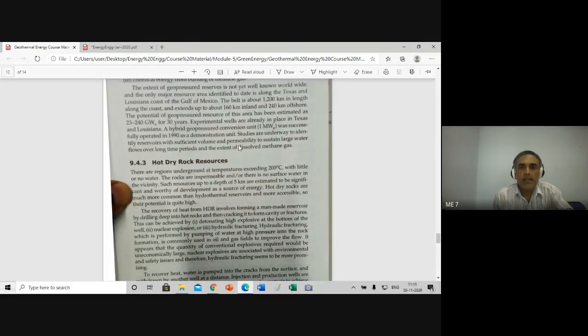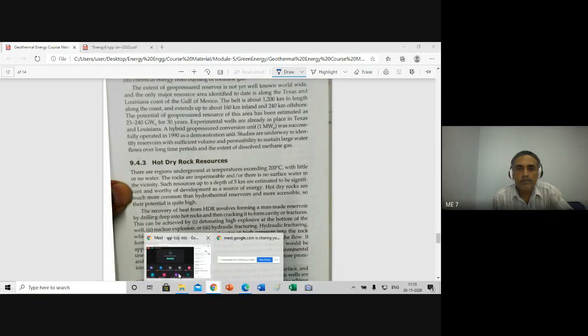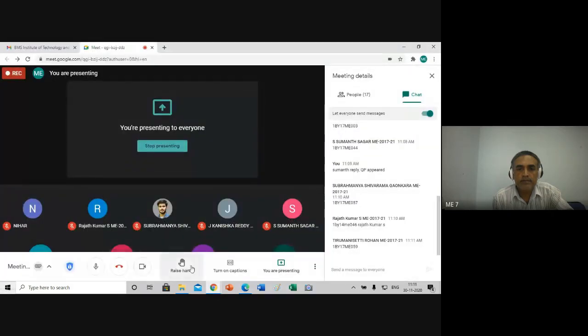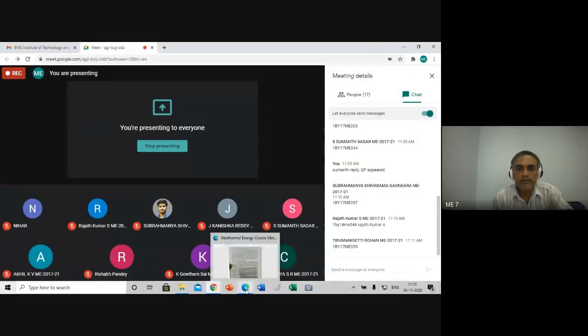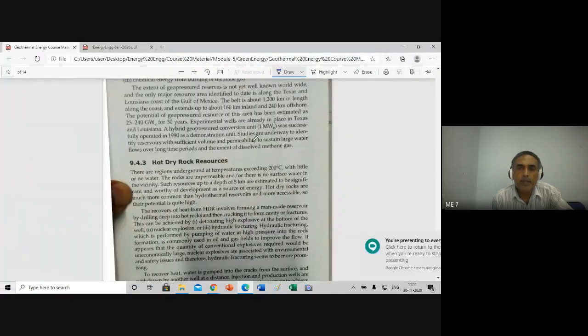This is hot dry rock. Now let us move on to the second static equilibrium condition, which is the sum of the moments about a point. So now we are taking the moment about a point O over here.